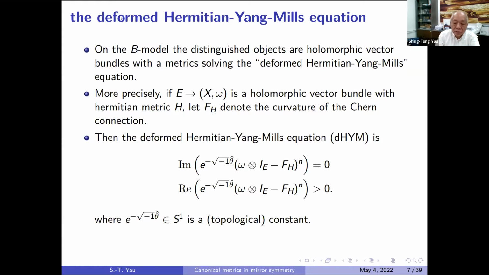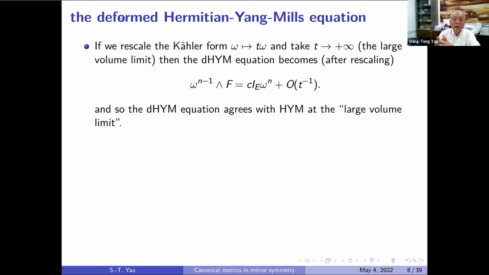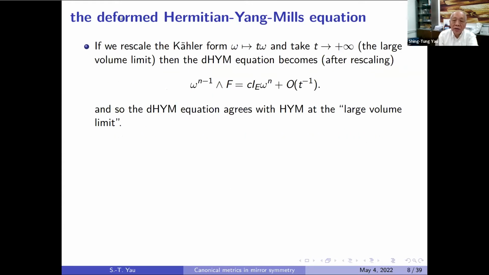So why would you come up with this equation? Actually, first of all, this is a fully nonlinear system. If you replace omega by T omega in here, which means you change the polarization, so to speak, and then let T go to infinity.